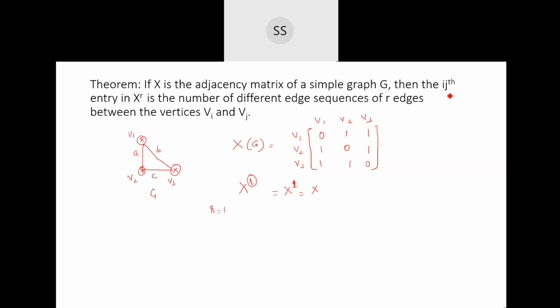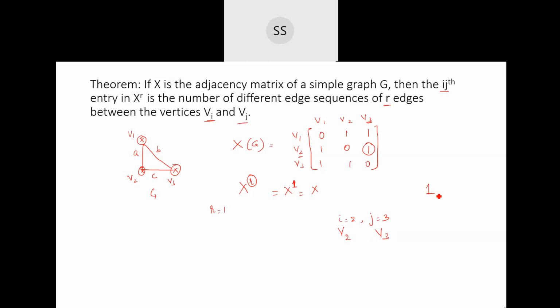If I take I to be 2 and J to be 3, then the ijth entry in X raised to R is the number of different edge sequences of R edges between the vertices Vi and Vj. So Vi is V2 and Vj is V3. So the V2, V3 entry is 1.